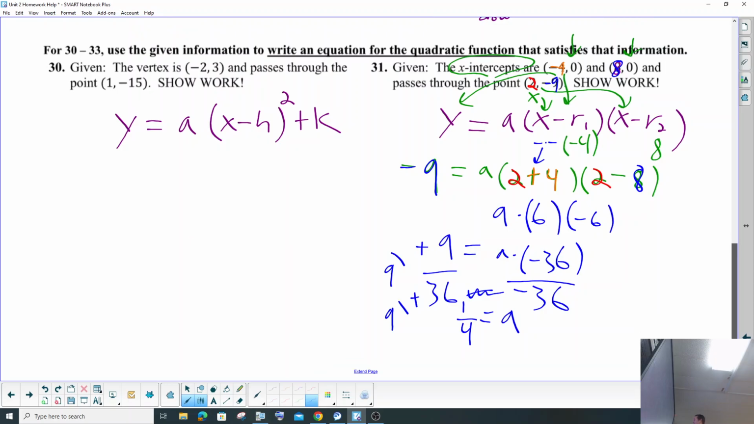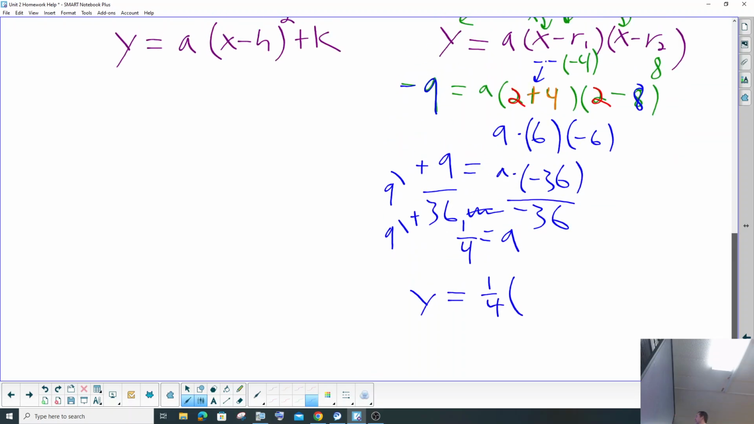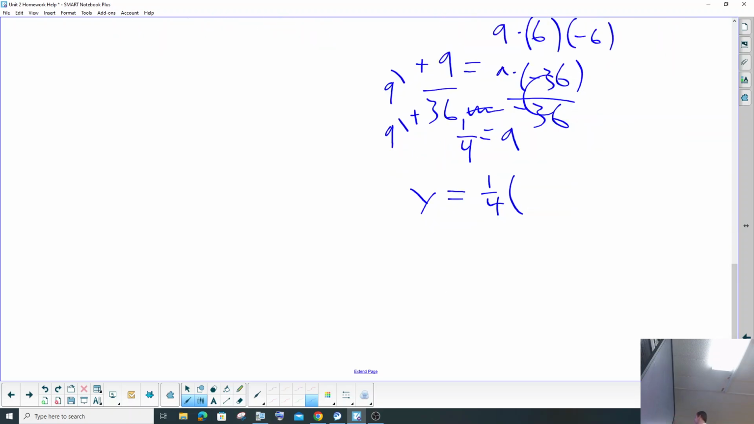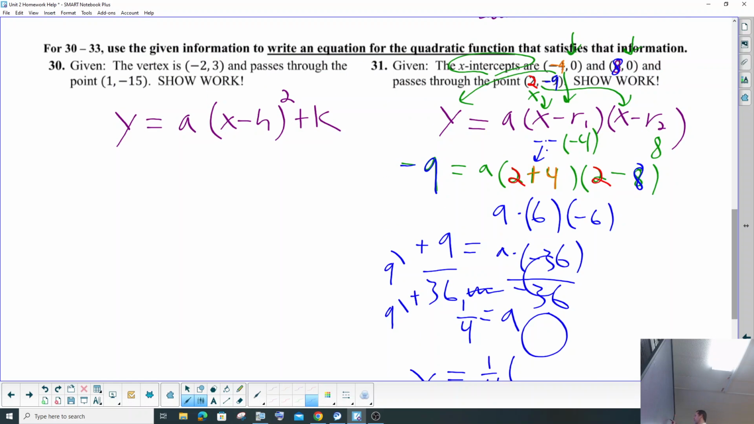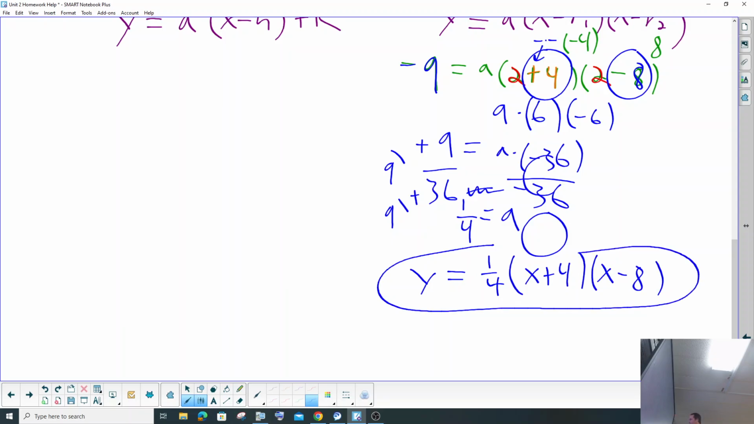Now you've got to put it back in with the x-intercepts. So that's going to be y equals 1/4, which is our a value. Don't forget our x-intercepts, which was a positive 4 and a negative 8. Opposite sign. So that's x plus 4 and x minus 8. And that, my friends, is our equation.